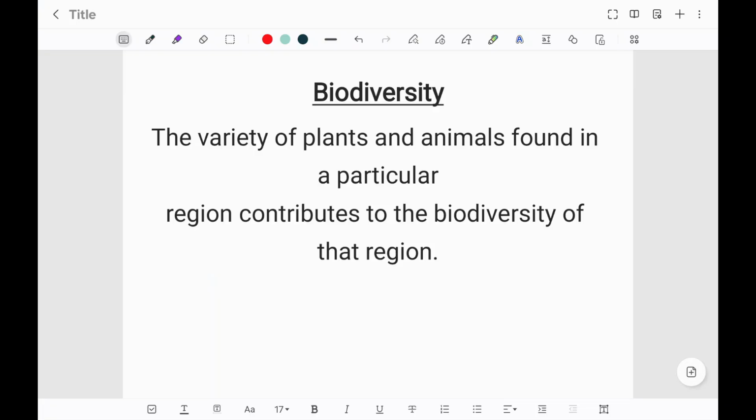Students, now that you know how to group the plants and animals, let us go back to your nature walk. You found different types of plants and animals during your nature walk, right? And what was the word for that? All the living organisms in a particular surrounding are called the biodiversity of that surrounding. The variety of plants and animals found in a particular region contributes to the biodiversity of that region.